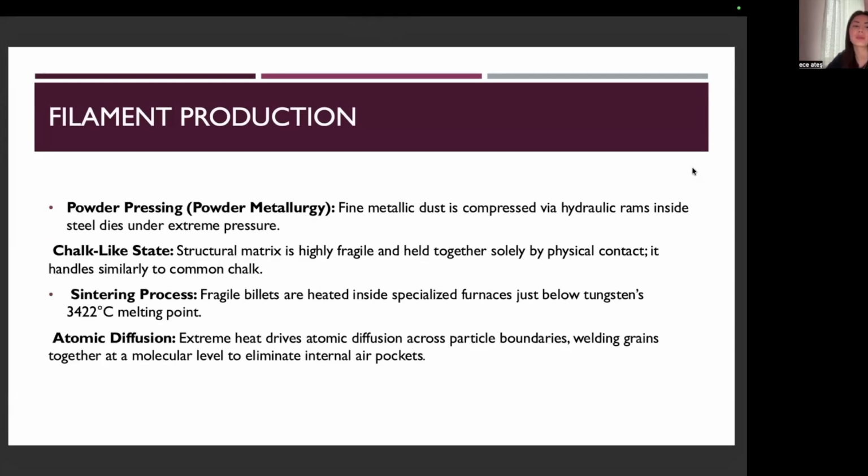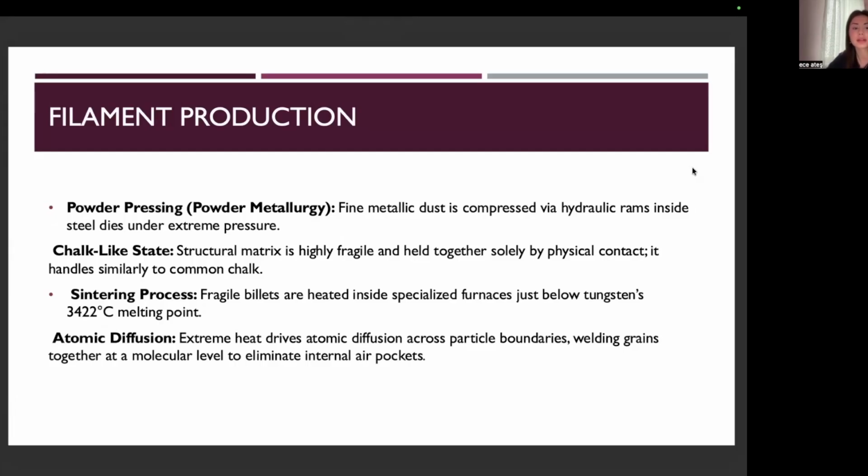The next stage is powder pressing and sintering. First, fine tungsten powder is compressed inside steel dies using hydraulic presses under extremely high pressure. This creates a compact shape known as a billet. At this stage, the billet is still very fragile.